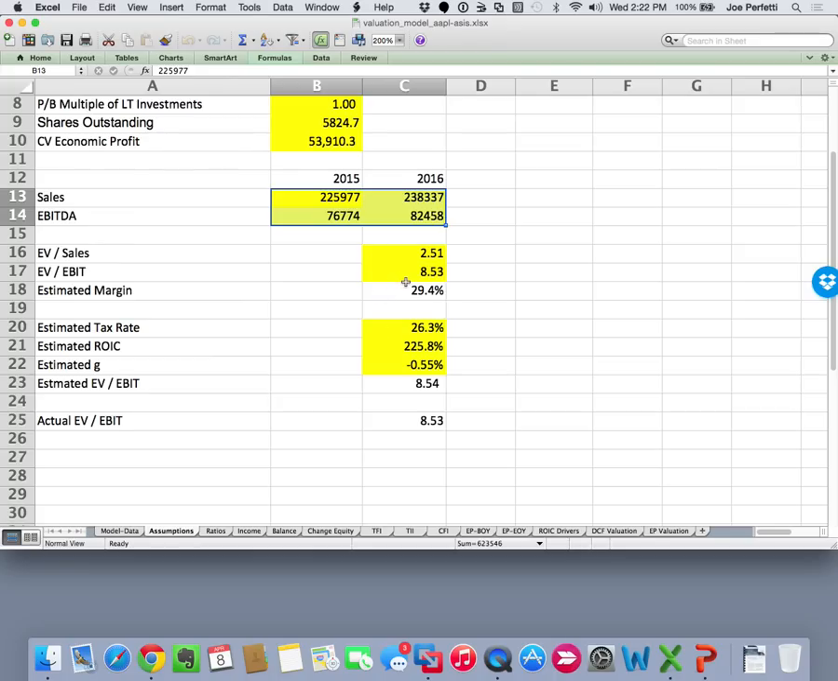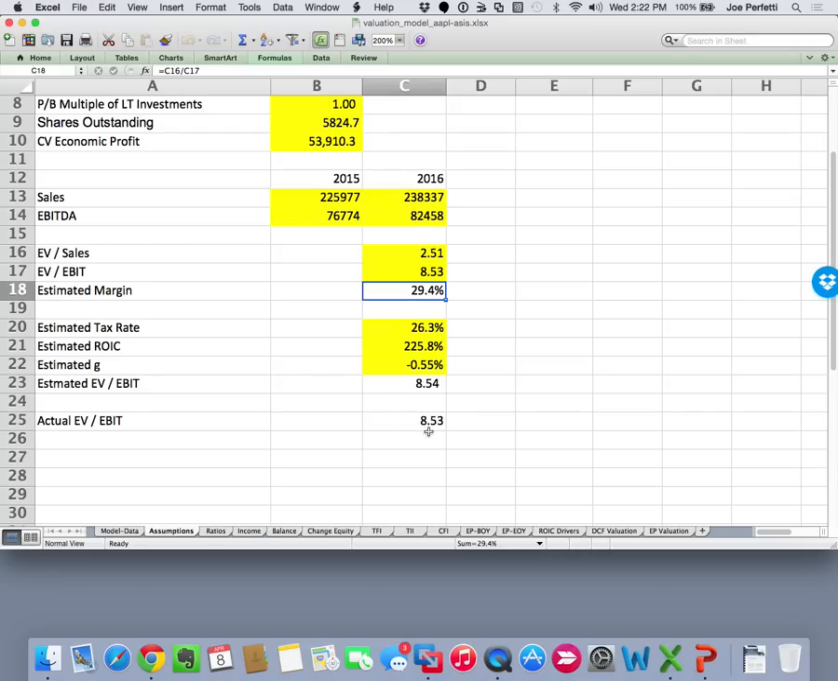Now, yesterday when the power went out, I took a screenshot. I posted it on Bloomberg, so I used the data that was in that screenshot. Okay, so basically at the time their EV to sales was 2.51. Now that's the 2016 forward year one, so we're using the second year forward. And the EV to EBIT was 8.53, divided, 29.4%. So that was the estimated margin, EBIT margin.